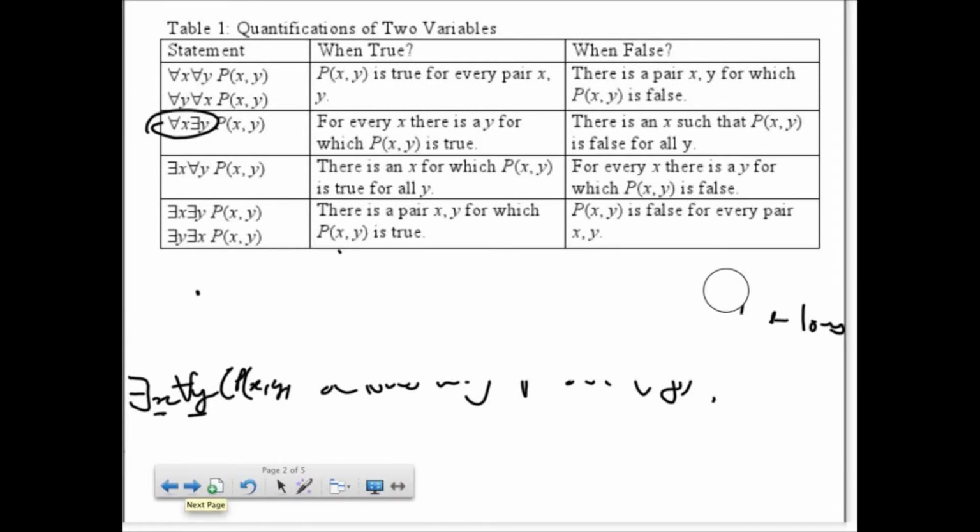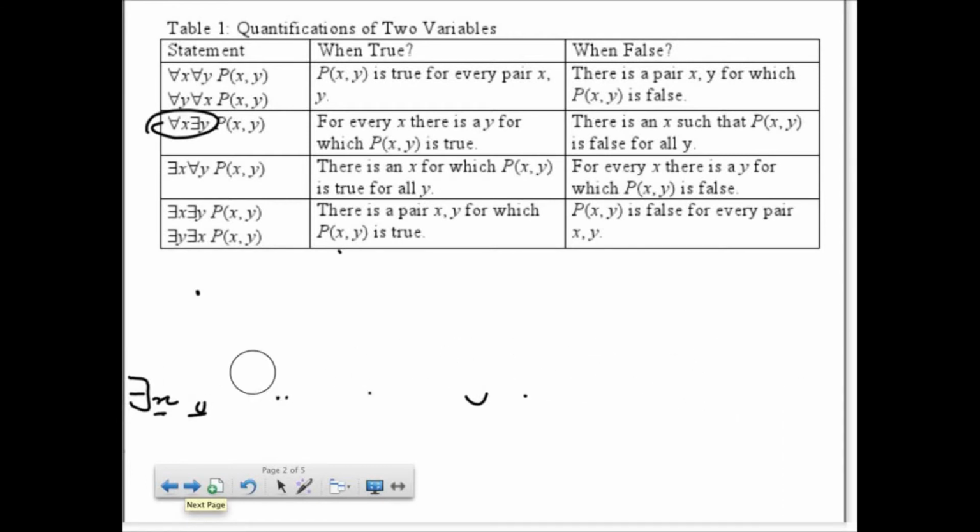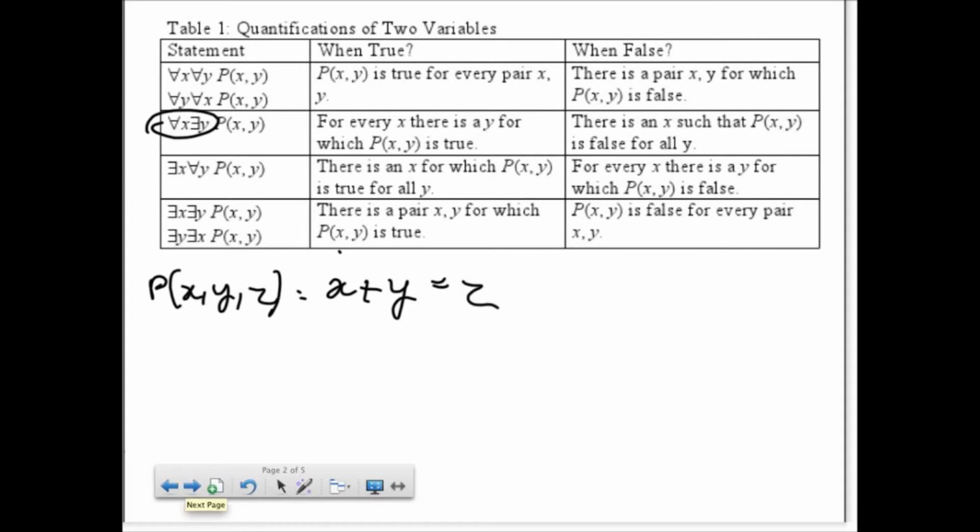Although this table only covers cases with two nested quantifiers, this is not necessarily always the case. For example, consider the predicate p x y z, which means that x plus y equals z. Let me write that out: x plus y equals z. And we're going to let the domains of x, y, and z be all real numbers.